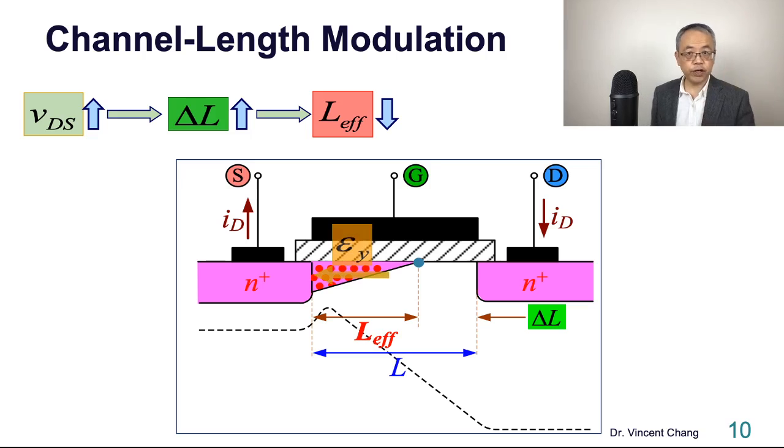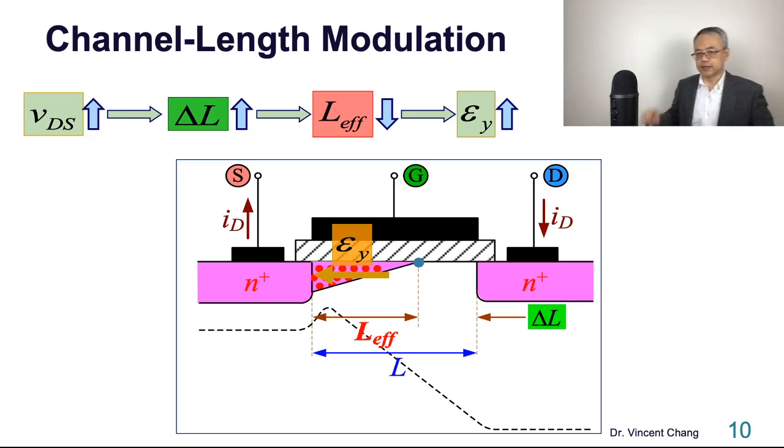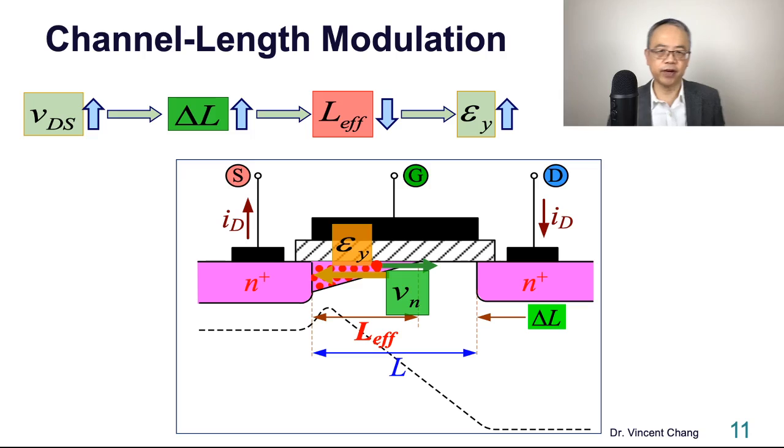Means the electric field will go up. The electric field within the effective channel will go up. So when the effective electric field within the effective channel goes up, then what? Then it's the mechanism of carrier drift. It's the drift. So the electron will be more accelerated, right?